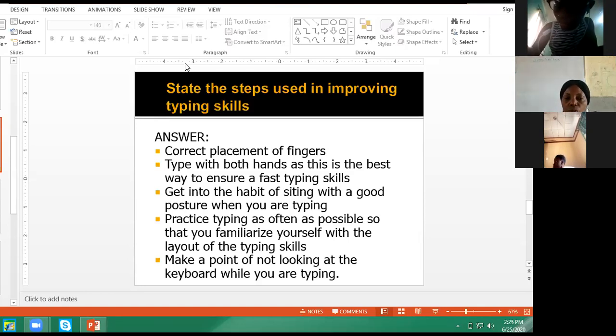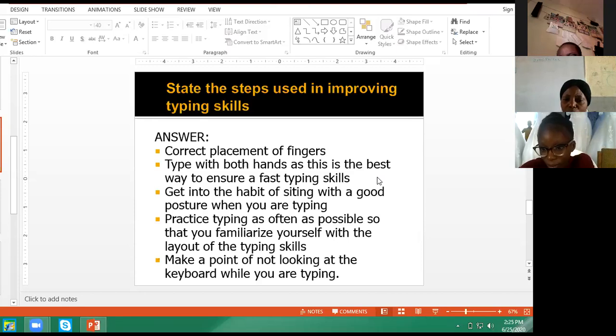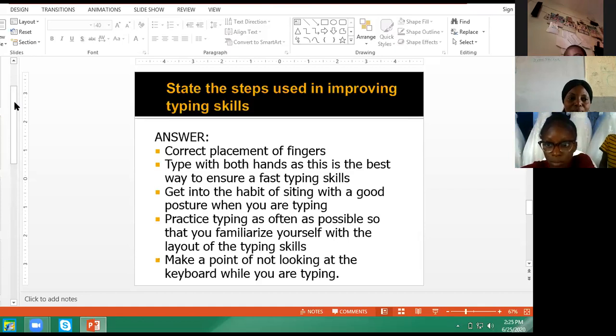So always copy your note. That's why we have the slide here. Please always copy it. Don't be waiting for me to send notes to you. Always copy it when we are in class. Okay.